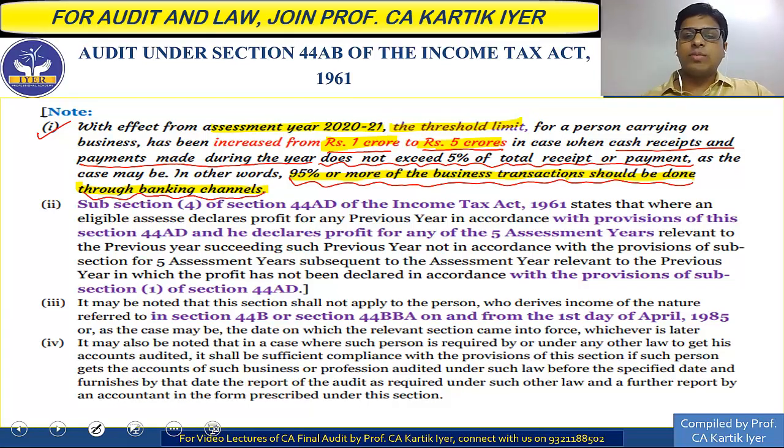So the main intention of this amendment is that more and more activities are done through banking channels, more and more income is earned through banking channels. And if the cash receipts does not exceed 5%, so basically it is 5% or below that, then they are saying that the limit can be increased from 1 crore to 5 crores. 1 crore to 5 crores तक 5 crores के नीचे रहेगा तो आपको टैक्स ऑडिट करने की जरूरत नहीं है, और 5 crores के ऊपर रहा तो आपको टैक्स ऑडिट करने की जरूरत है. Okay, so very important one. I hope you have noted this down.